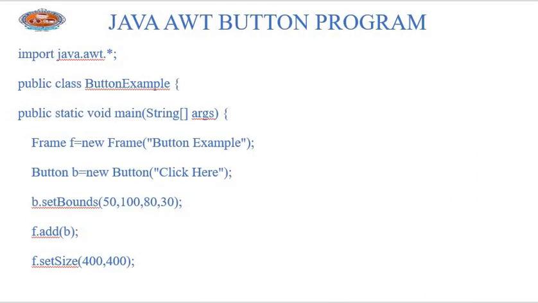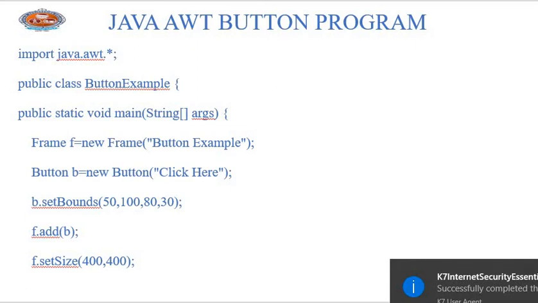Next one is button. What is button? A push button is a component that contains a label and that generates an event when it is pressed. Push buttons are objects of type Button. So simply, a button is a component that contains a label and that generates an event when it is pressed.